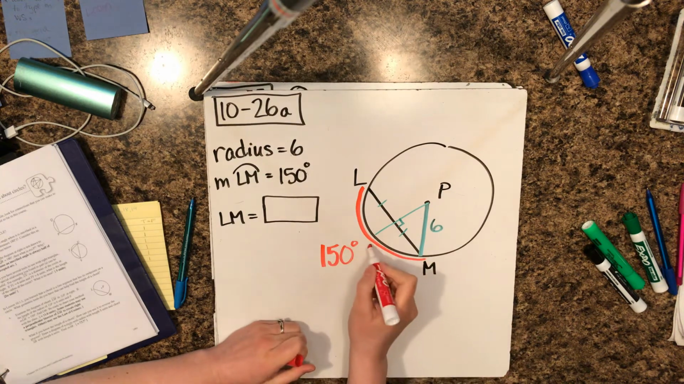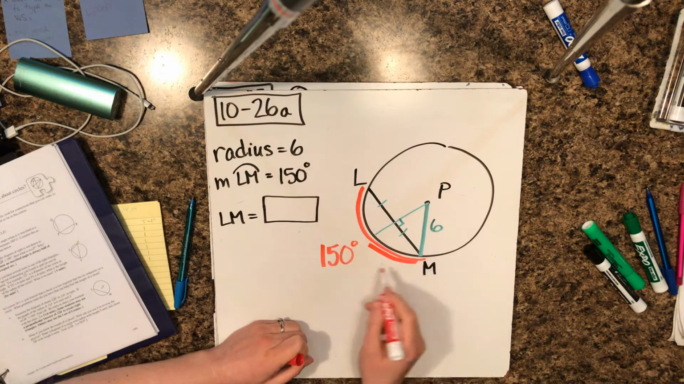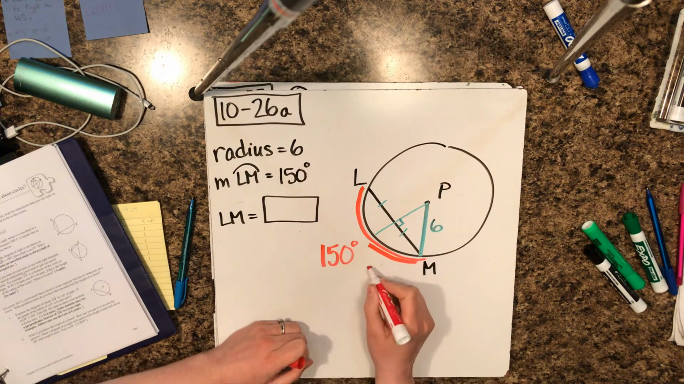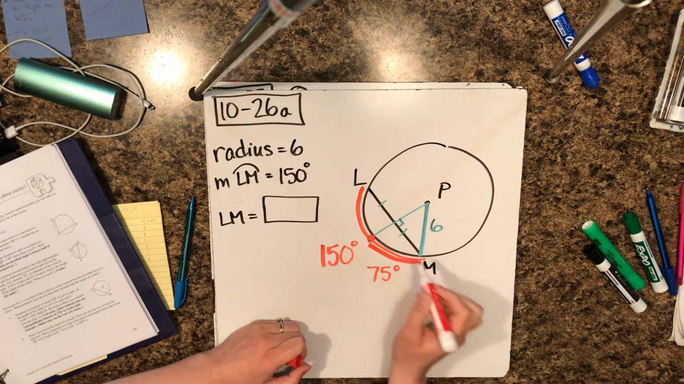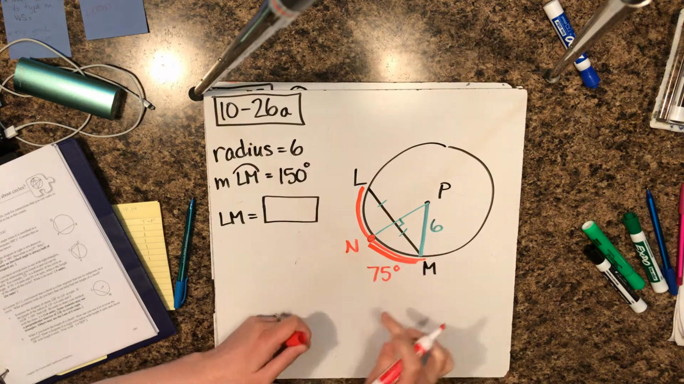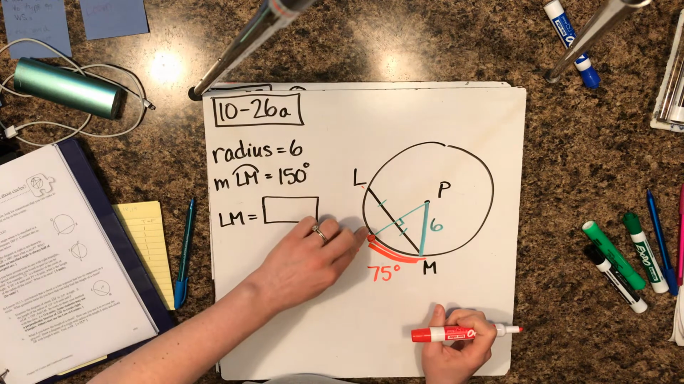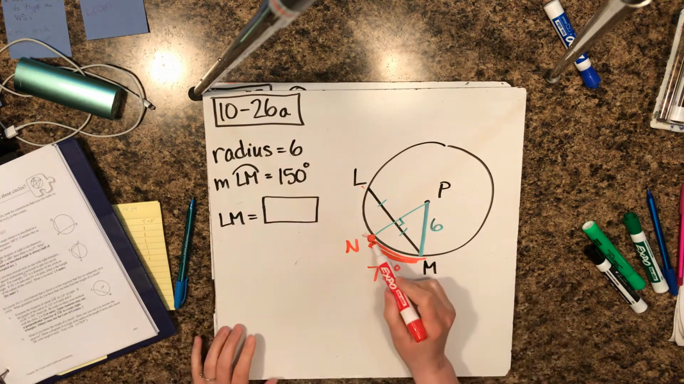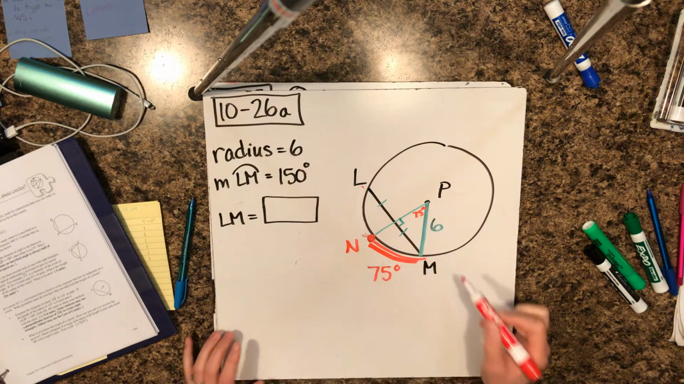So if I'm just talking about this piece of the arc, it's half of the entire thing. So if the whole thing was 150, this arc, let's see, L, we'll call that N, just from N to M is 75 degrees. Okay, now what we've created is this central angle, and remember, a central angle is equal to its intercepted arc.